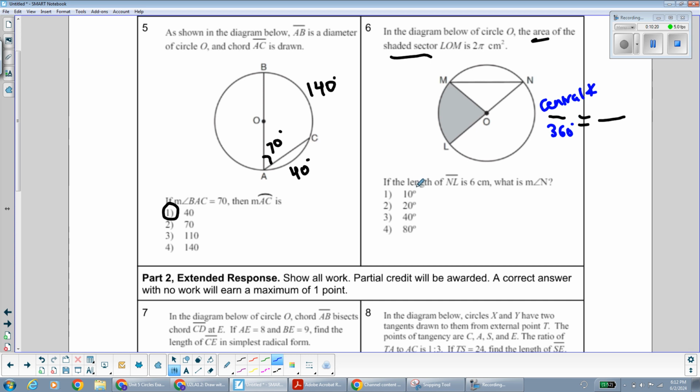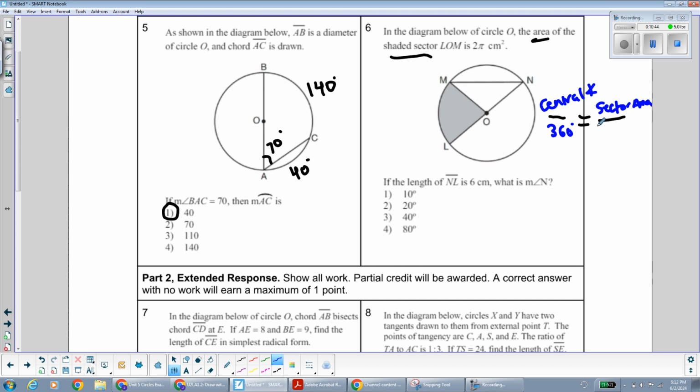And I do see the answer choices have degrees, so I think we're good with degrees. But the only difference would be if we were working with radians is we would change this 360 degrees to 2π, because 2π is the equivalent of 360 degrees, but in radians. 2π radians is the same as 360 degrees. And then on the other side, we have sector area.